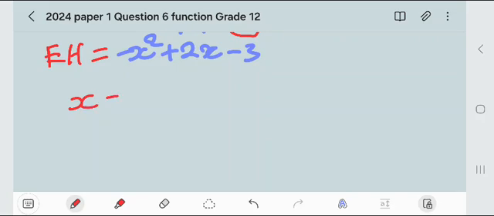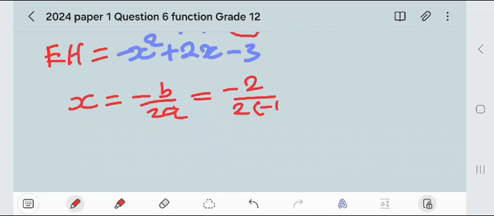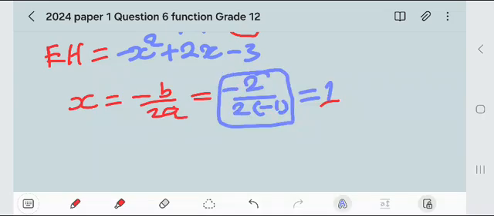So this is simply minus b over 2a. We know at the turning point, minus our b here is 2, then we have a. So this will be equal to what? Simply this will equal 1. That is the value of x at the maximum.